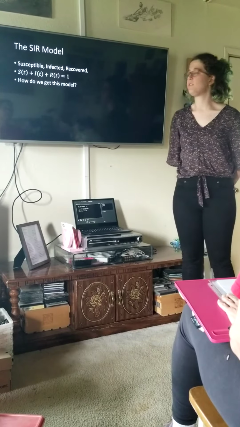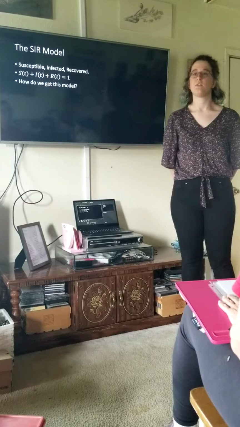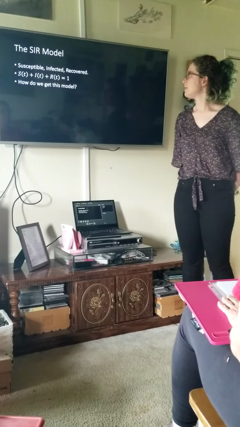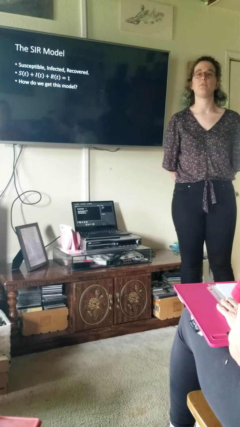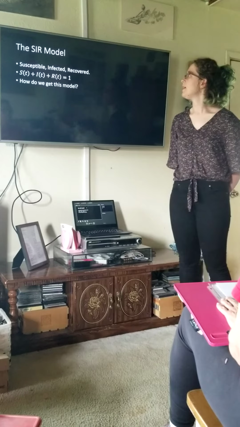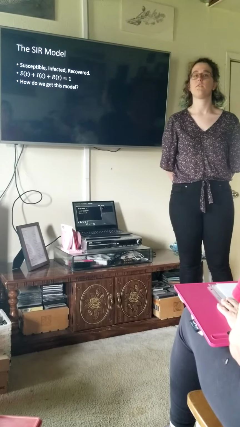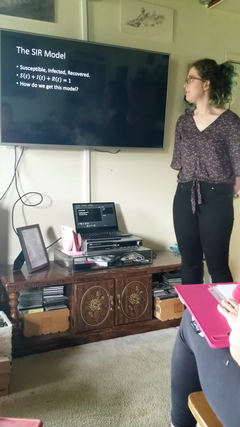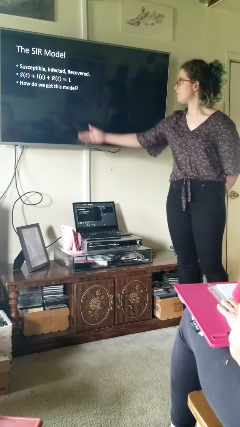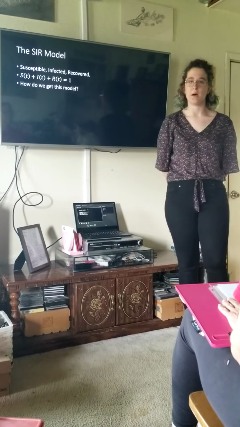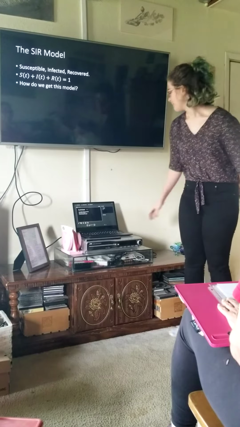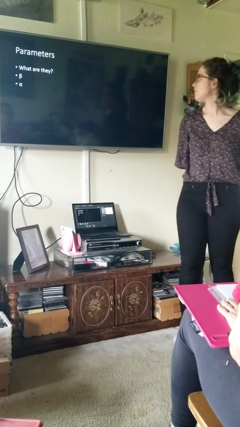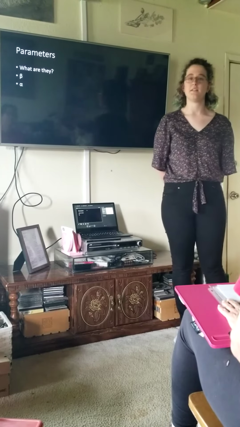So susceptible is the total number of people who are susceptible to the disease over a period of time. The infected is the total number of people who are infected over a period of time, and recovered is the total number of people who are recovered over a period of time. And if we add these up, with this equation, we can get the total population. So, in order to properly model this, we have to add some parameters.